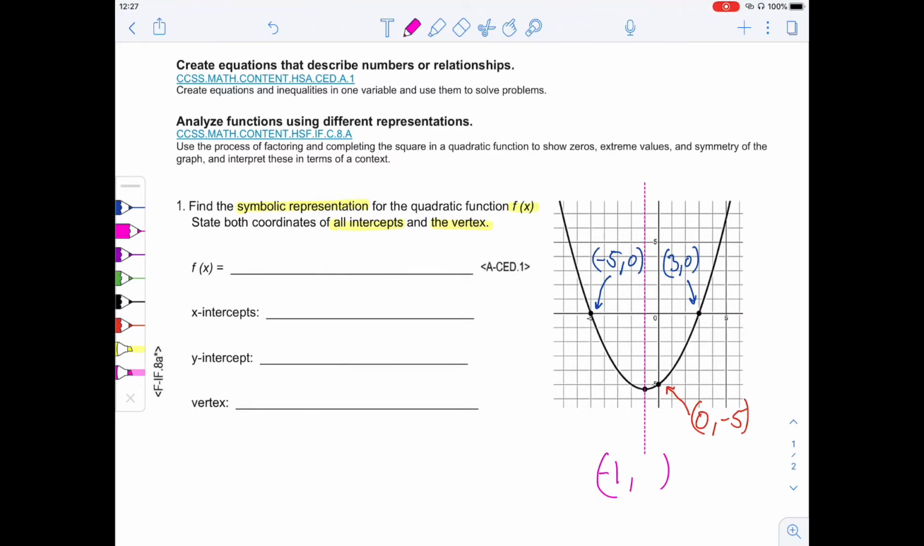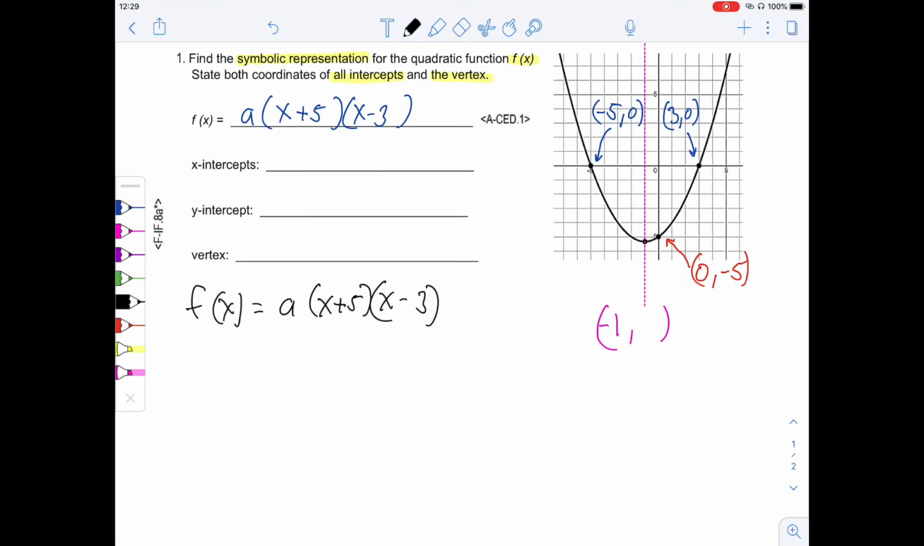So we can write a symbolic representation for this given our two factors, right? So our equation is going to be a times two factors. And we know the zeros are -5 and 3. So this has to be x plus 5 because it's the opposite, right? You subtract 5 from both sides, you get -5. And then it's going to be x minus 3 because when you add 3 to both sides, you get +3. So our two zeros, -5 and +3, are going to be the opposite for our factors, x plus 5 and x minus 3.